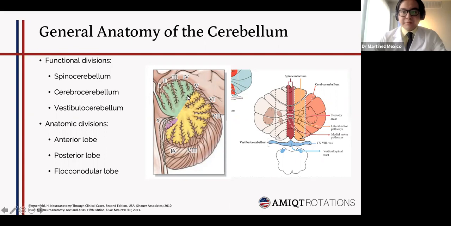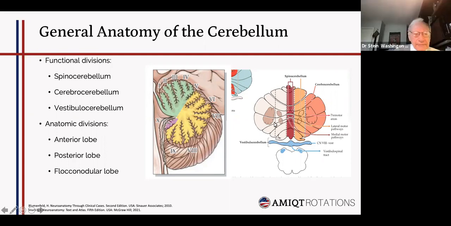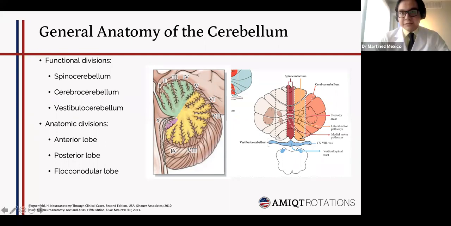We also have the cerebrocerebellum, which has many cortical inputs and outputs. And we have the vestibulocerebellum. Each of these parts of the cerebellum has some nuclei. Dentate nuclei, which is going to be very important, we're going to see in the next slides. And the vestibulocerebellum doesn't have nuclei by itself, but it's going to communicate with the vestibular nuclei in the medulla oblongata.